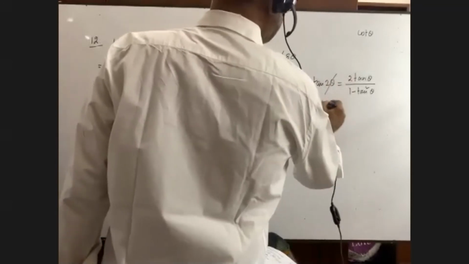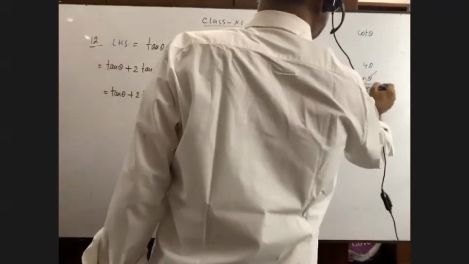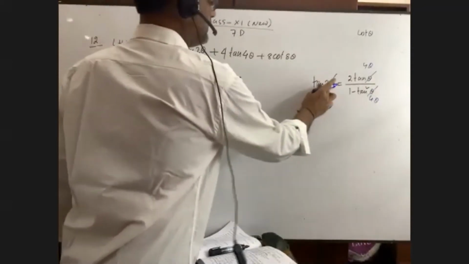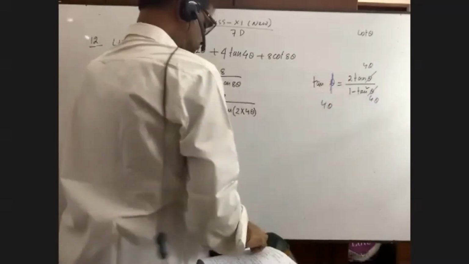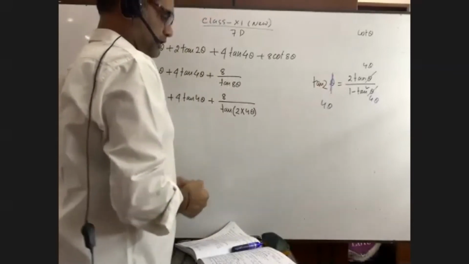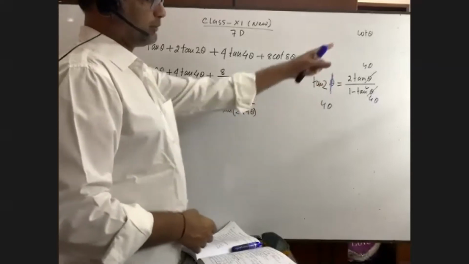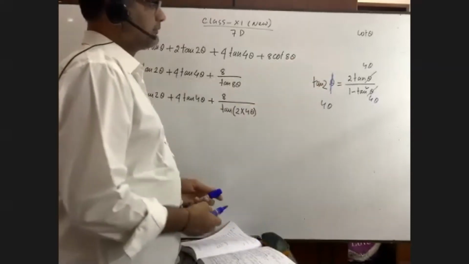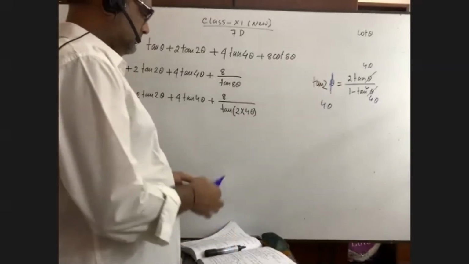Now, for theta, suppose for theta it is 4 theta. Then it will be 4 theta. Am I right? These two will be kept as it is. Okay, for theta, suppose it is 4 theta. So what will be the formula? 2 tan 4 theta by 1 minus tan square 4 theta. Am I right? Yes, sir.